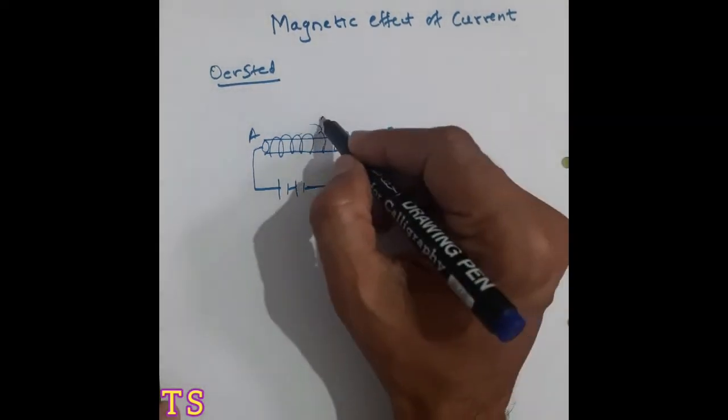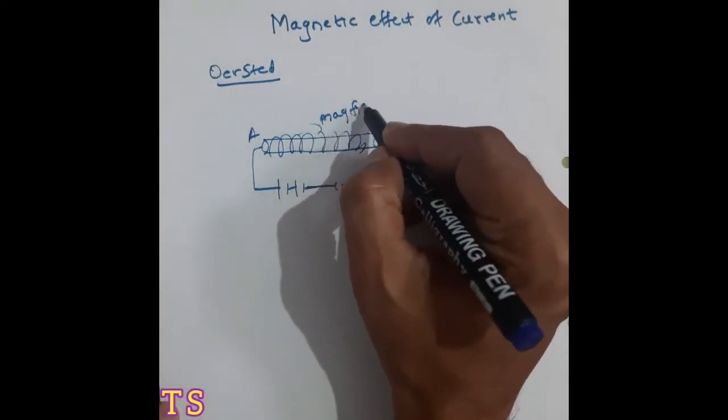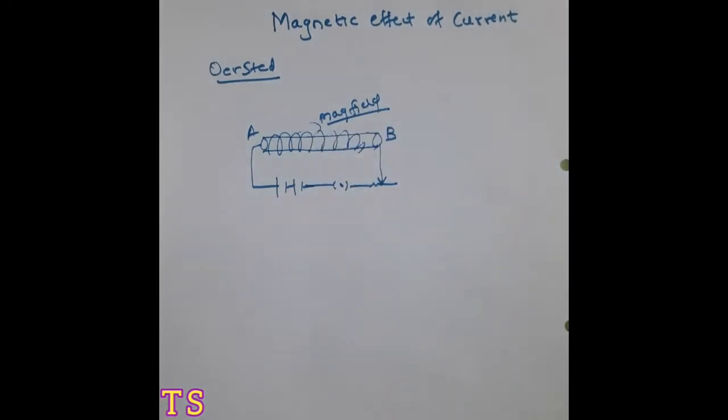This magnetic field around the wire has a particular direction, and due to this magnetic field there are certain consequences. That's what we will be learning in this chapter.